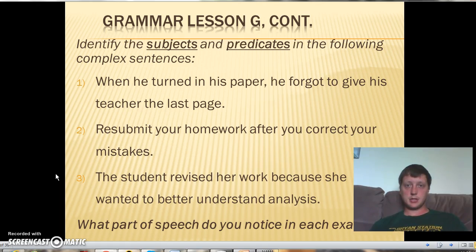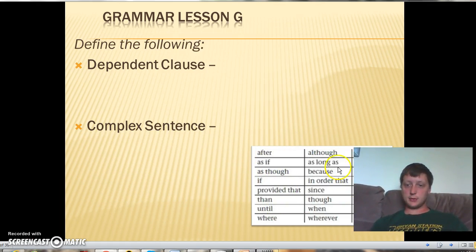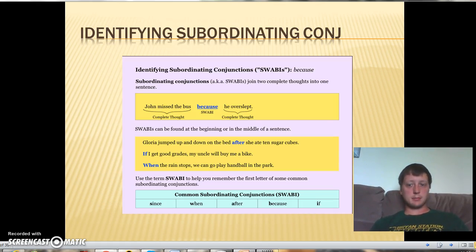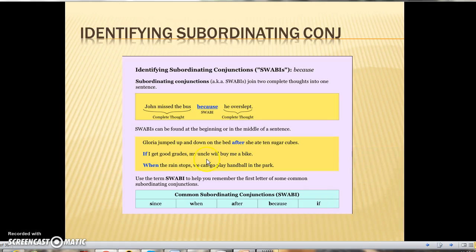Now, what part of speech do you notice in each example? What part of speech is present? Yeah, subordinating conjunctions: when, after, and because. On this first page here, we gave you a list of subordinating conjunctions. We've got to be able to recognize subordinating conjunctions in our grammar lessons, in our sentences, and if you're doing NoRedInk, you'll be asked questions specifically like this, right?